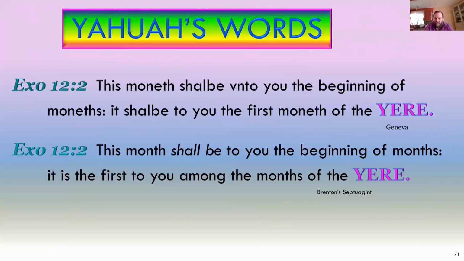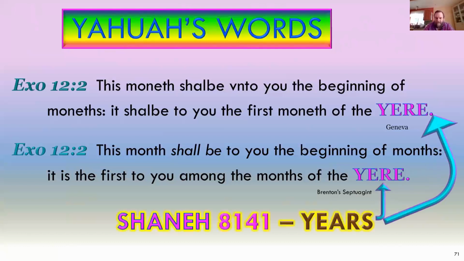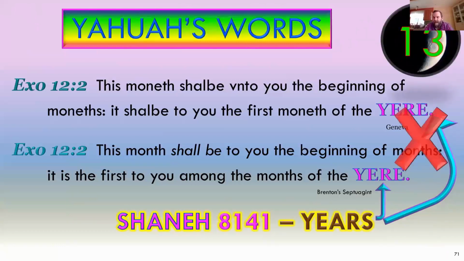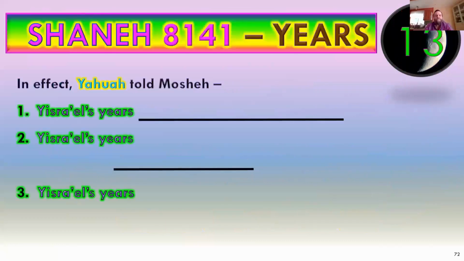And the next edition is from Brenton's Septuagint. Same verse, Exodus 12:2. This month shall be to you the beginning of months. It is the first to you among the months of the Shana year. So Yahuwah, in speaking to Moshe, right there in Exodus 12:2, positively identifies the Tequfah to Tequfah based year, and that is a Shana year. Top right-hand corner of your screen. There is no 13th month or lunar year. It's just not possible. Shana, 8141, years.